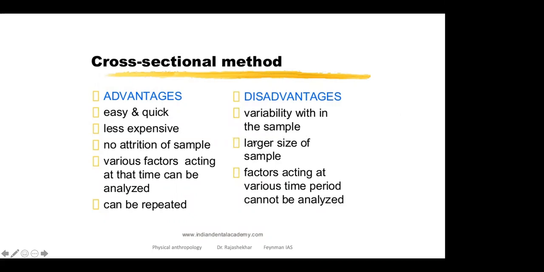Next, larger size of the sample. I was telling you an advantage with the longitudinal was smaller samples, but here you need more samples for better statistical data. So large size of the sample is a disadvantage here. Next point, factors acting at various time periods cannot be analyzed. Only factors acting at that time point can be analyzed, but we don't account for the factors that probably act before or after the experiment. That we cannot include. So this is a problem with the cross-sectional method.